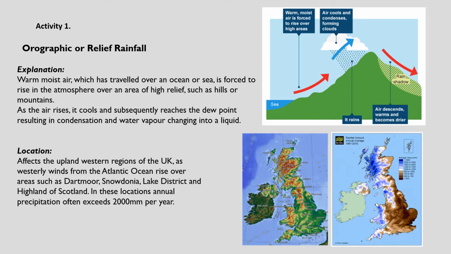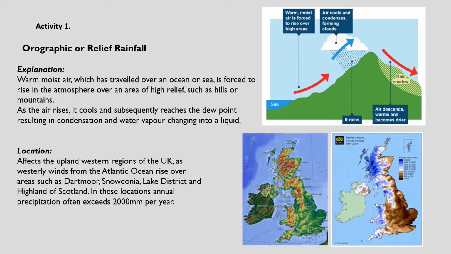For orographic rainfall or relief rainfall, called relief rainfall because it happens when it comes into contact with areas of high relief, the explanation is that warm moist air, which has had to travel over an ocean or a sea to pick up that moisture, is forced to rise into the atmosphere, in this case over an area of high relief such as hills and mountains. As the air rises, it cools and subsequently reaches that dew point which you learnt about on the pages before this activity, resulting in condensation and water vapour changing into a liquid.